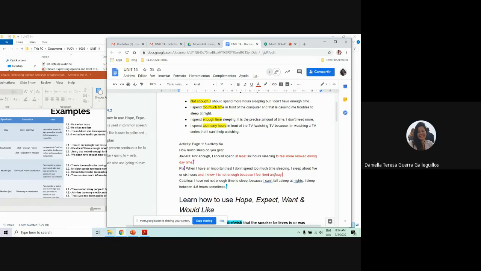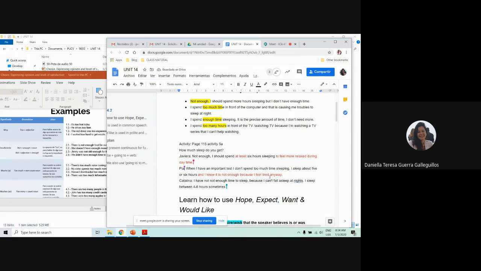How much sleep do you get? I have not enough time to sleep because I can fall asleep at nights. I sleep between 4 or 6 hours sometimes. Oh, that's not enough. Absolutely. So I have not enough time to sleep. Be careful with this because it is super important that you use I with mayúscula, with capital letters.